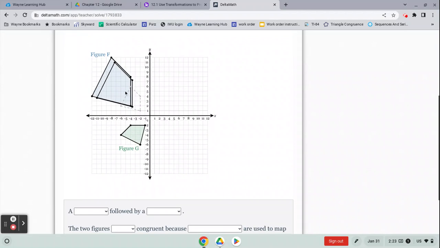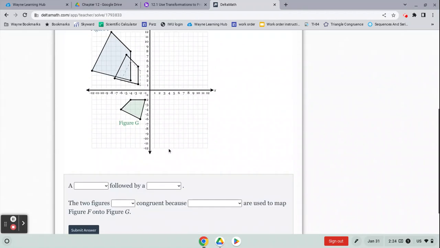So we start here at figure F. We're trying to get onto figure G. The first thing that happens, I don't know if you guys can see, it gets smaller. It shrinks. Here's a dilation. It gets smaller.